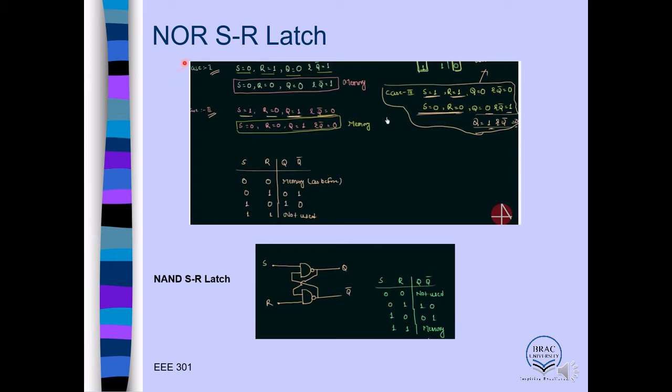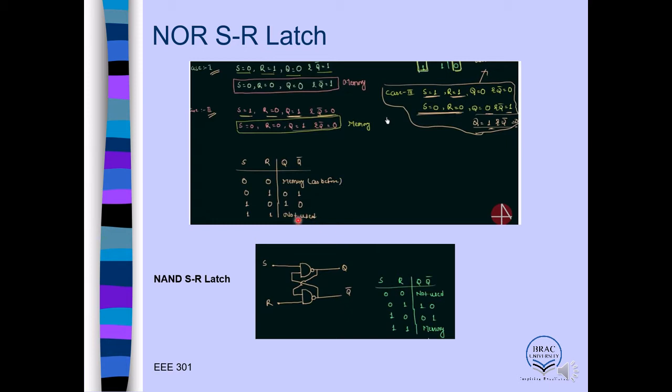For the NOR SR latch, this is the summary of what we discussed already, case 1, case 2 and case 3. We have an invalid state for these situations. For S equals 1, R equals 1, not used. And if 0 0, this is called memory. For 0 1, we got 0 1, for 1 0, we got 1 0, and for 1 1, this is not used.